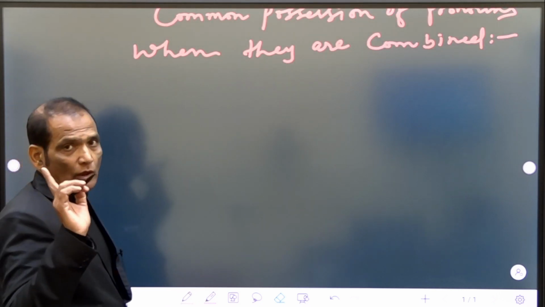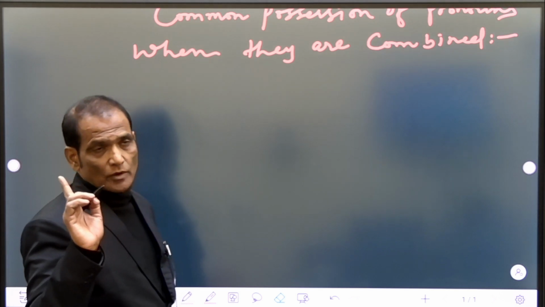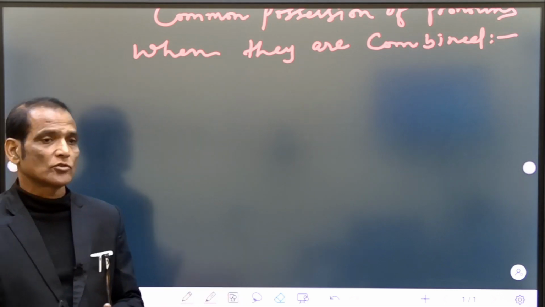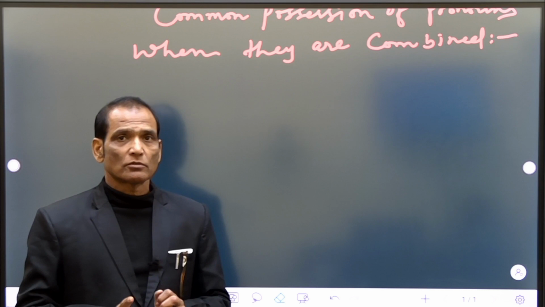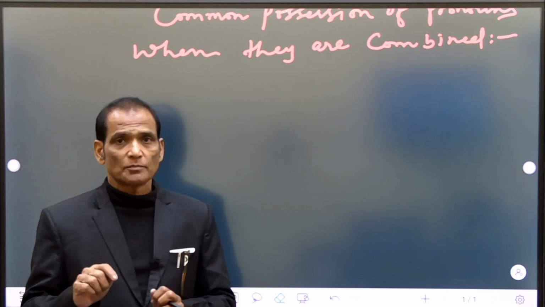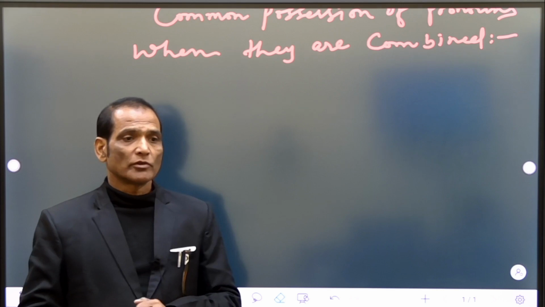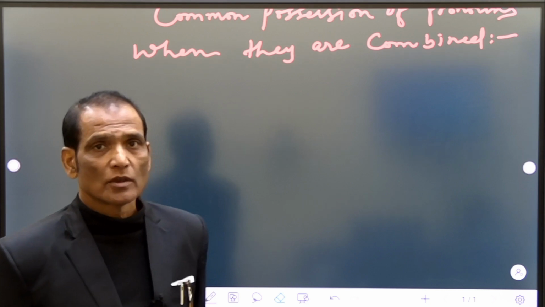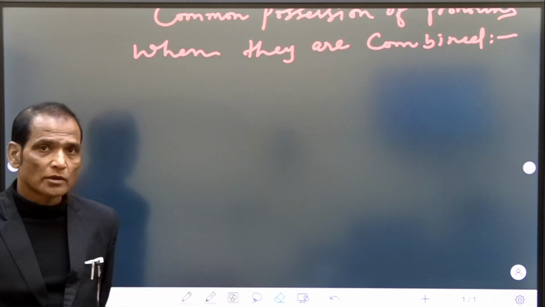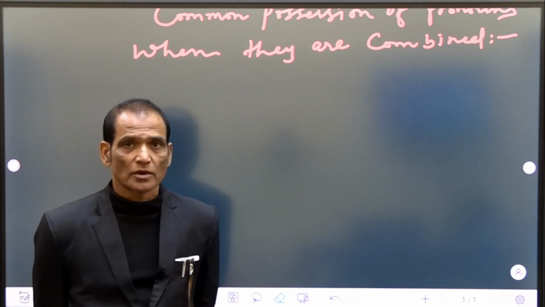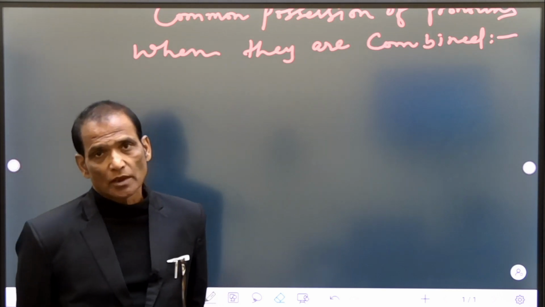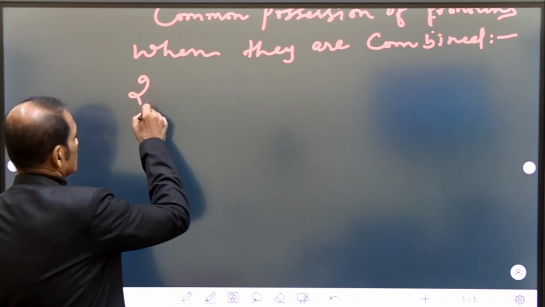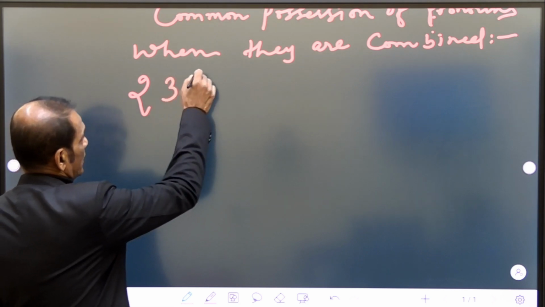When pronouns of all three persons are associated in a sentence, very first we use second person, then third person, and then after that first person. In number, this is how it goes: second person, third person, and first person.